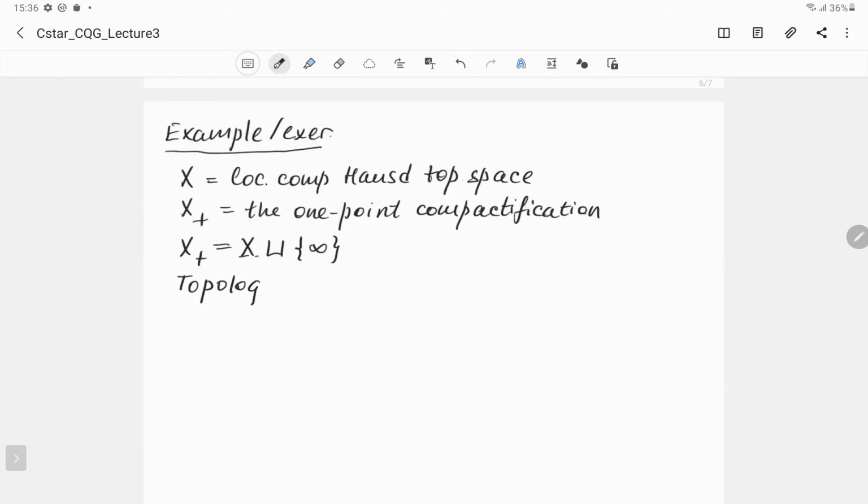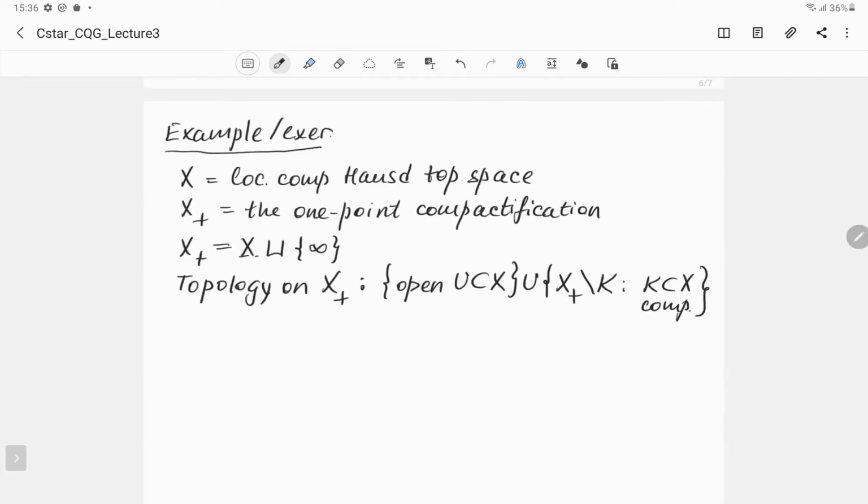And the topology on X plus looks as follows. It consists of all open subsets of X and neighborhoods of infinity, which look as follows. This is X plus minus K, where K is a compact subset of X. So this is the topology on X plus. It's a standard fact that X plus is a compact Hausdorff topological space, and in many cases, it can be described explicitly.